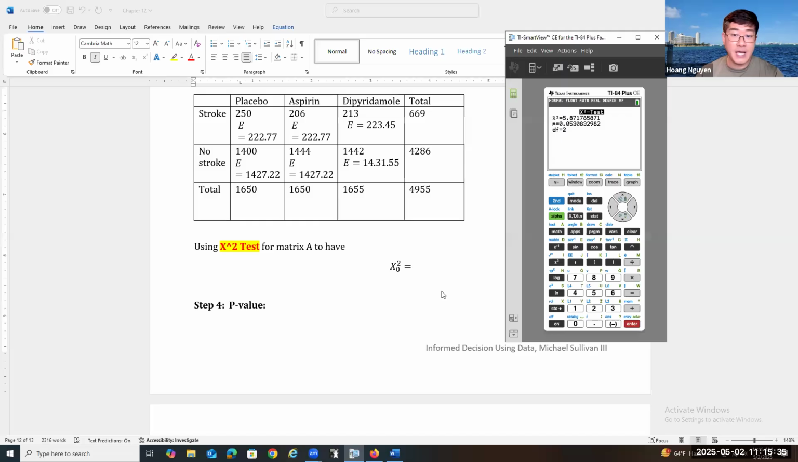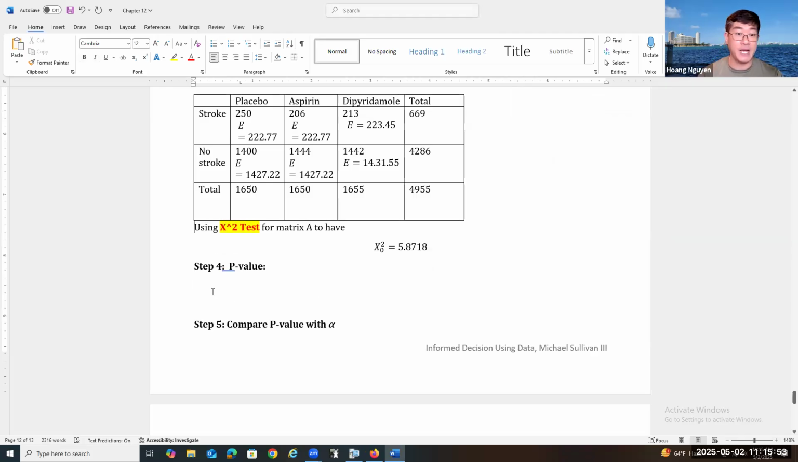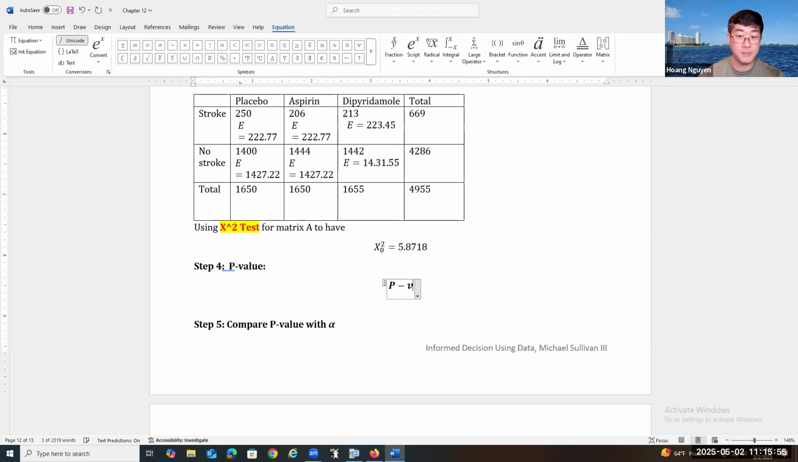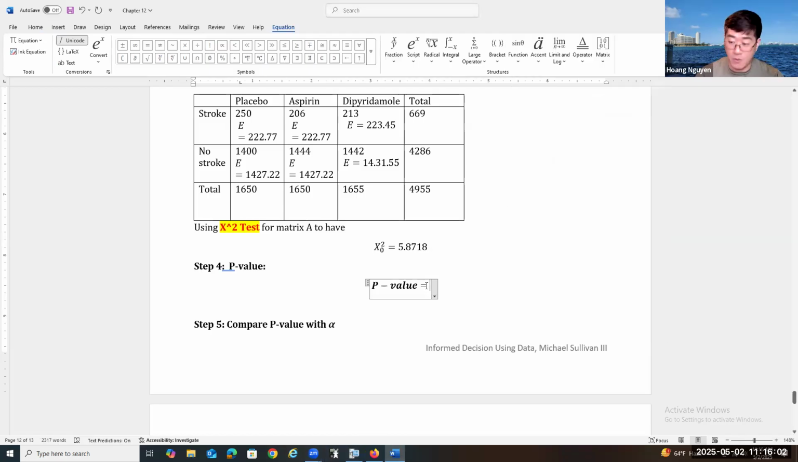Okay. So the chi-square 0, which is the test statistic, is 5.8718. And then how about the p-value we got there? When we're using a shortcut, we also have the answer for the p-value, right? So what is the p-value from the output then? 0.0531. So p-value is equal to 0.0531. That's the answer for the p-value.